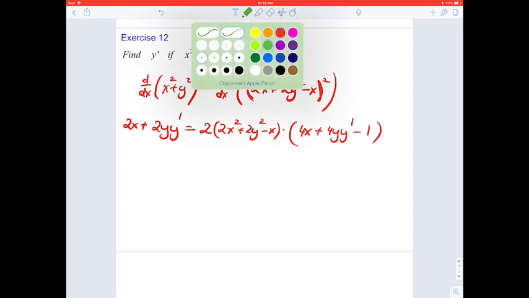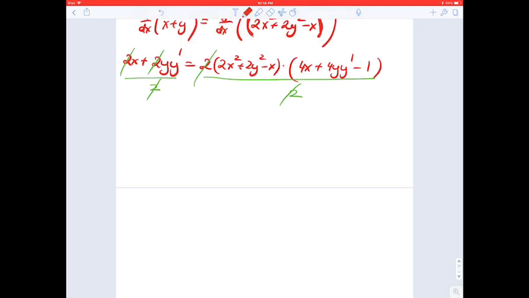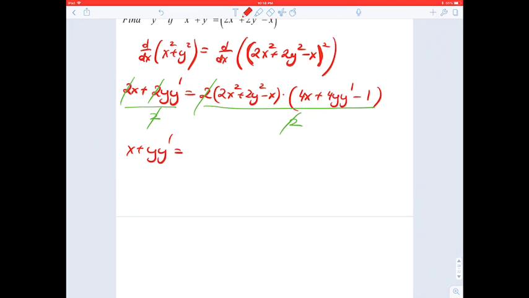Okay, I believe at least I can simplify by dividing by 2. This will be gone, and if I factor out 2, this will be gone. This means I have x plus y, y prime. Now I don't have that 2, but I have to distribute everything. That means let's start. 2x squared times 4x, 8x cubed.